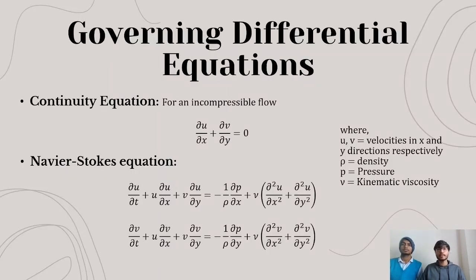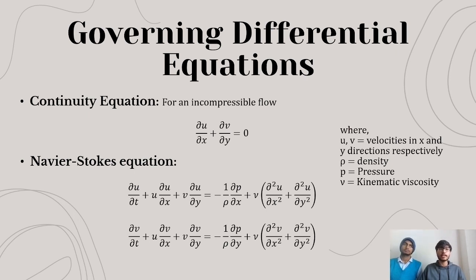Now, coming to the governing differential equations of our fluid flow problem. First one is the continuity equation. It expresses the mass conservation within a fluid system. For incompressible flow, the continuity equation states that the divergence of the velocity vector is equal to 0. We can further simplify it as del u upon del x plus del v upon del y is equal to 0, where u and v are the velocities in x and y directions respectively.